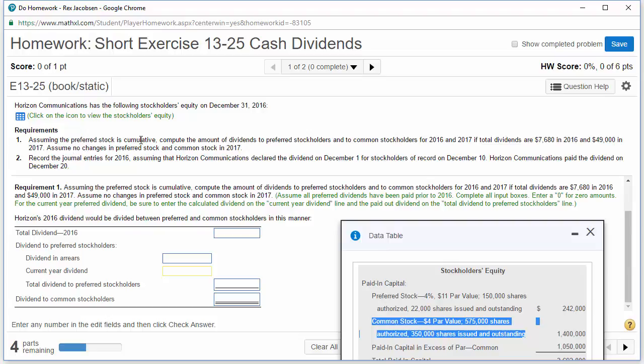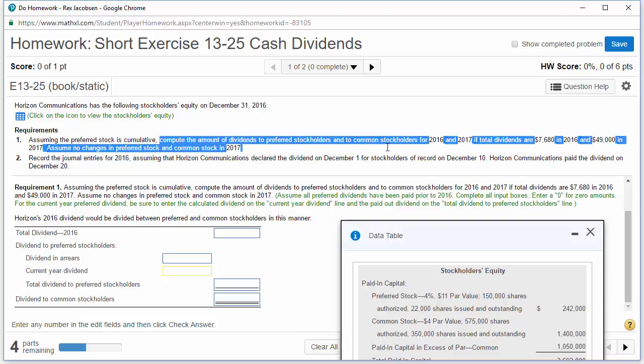So what that means is if the company skips the dividend 1 year, they have to pay the dividend that was missed before they ever pay the common stockholders their dividend. So we're going to compute the amount of dividends to preferred stockholders and to common stockholders for 2 different years. And the first year, we're only going to have $76.80 in cash, total cash dividends. And the next year, much better year, we're going to have $49,000 in cash dividends. So we have to split these total dividend amounts between the preferred stockholders and the common stockholders.